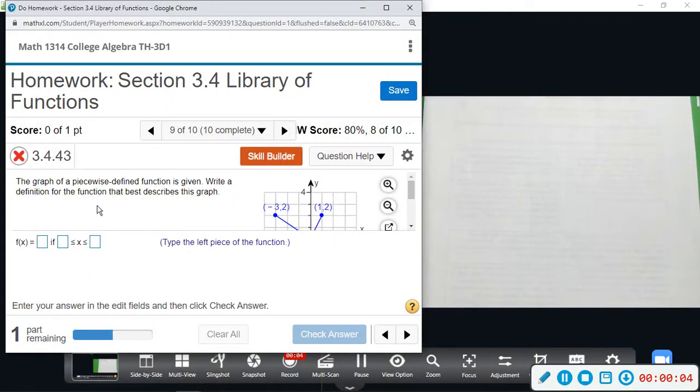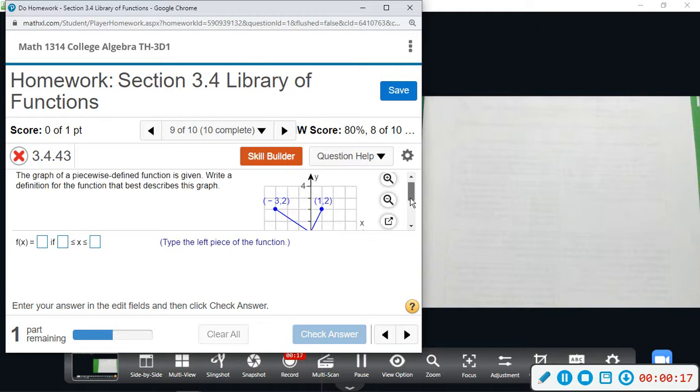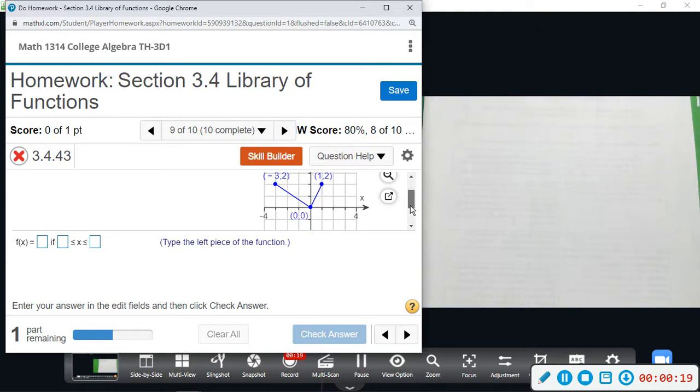Number 9, we want to graph. The graph of the piecewise function is shown. We want to write the equation. So we're going backwards now. They've been giving us the equation, and then we've graphed a few. Now they're giving us the graph, and we want to write the equation. So there's a line going this way, and then a line going this way.